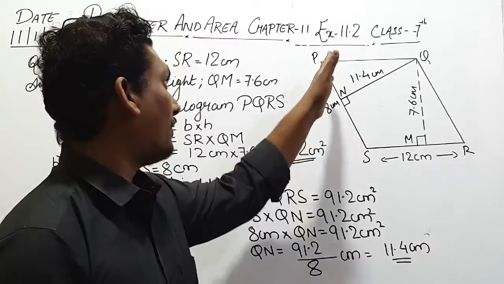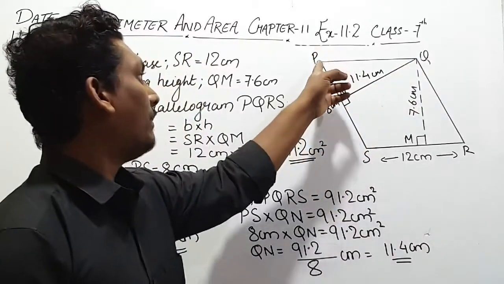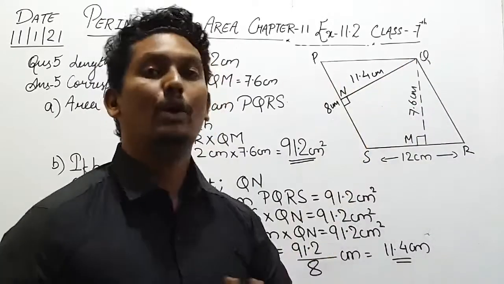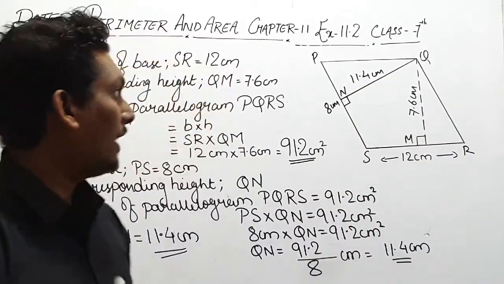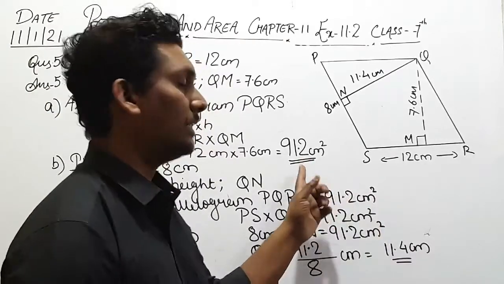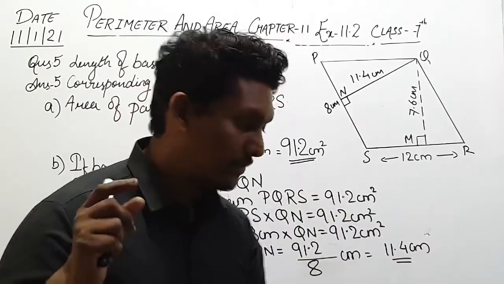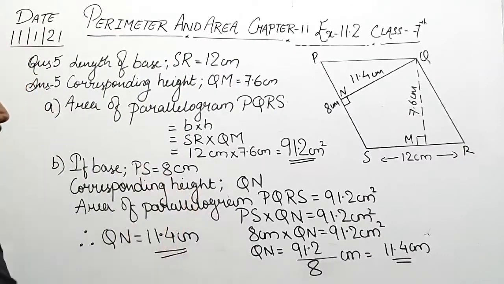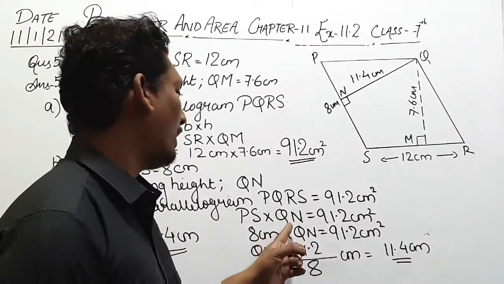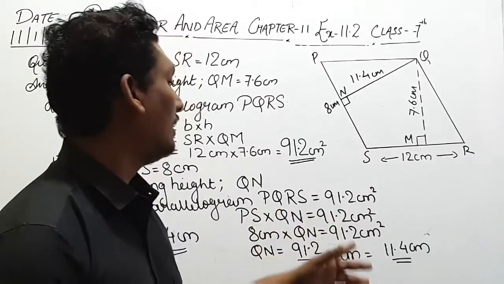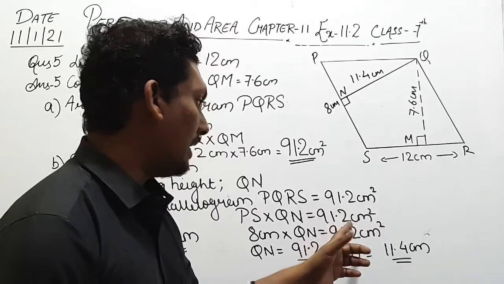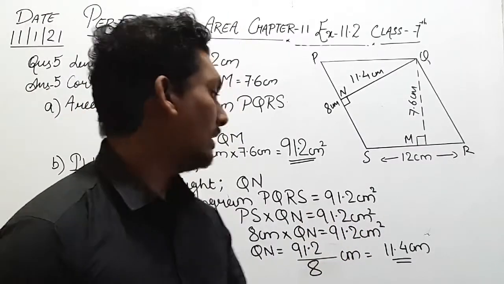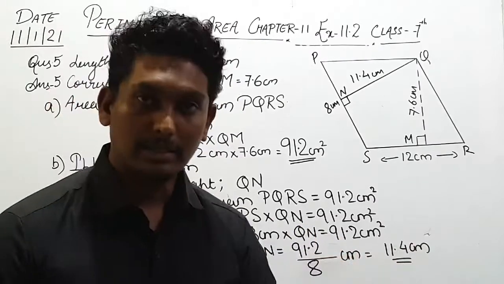After that, the second part is to find out QN, where the base is PS, 8 centimeter is given to you, and this QN is not given, that you have to find out. For finding QN, we need what? Area. That's why we have done the area section first. So we are having base, that is 8 centimeter. We are having QN, that we have to find out, and we are having area, that is 91.2. So for finding QN, we have to do the division. Just divide it and write the answer.